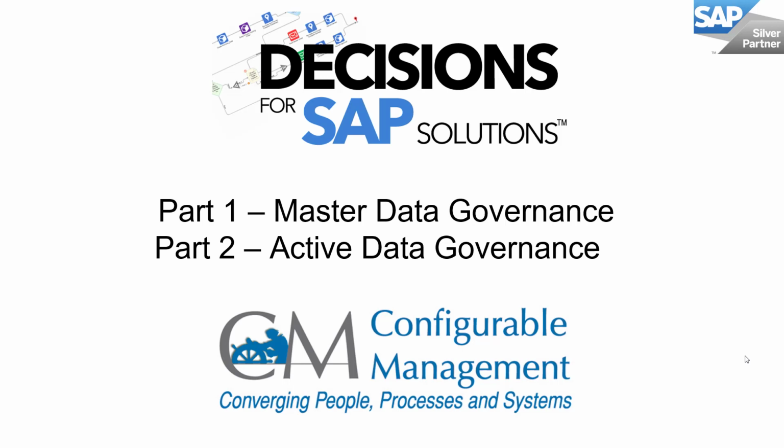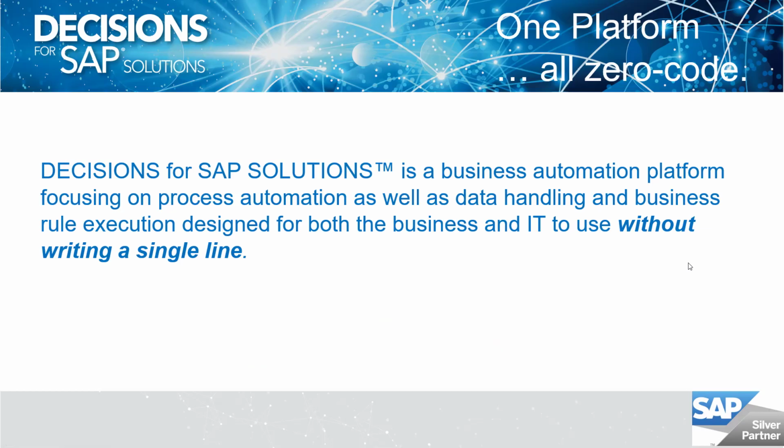Hello, this video is part one of a two-part Master Data Governance and Active Data Governance series. Decisions for SAP Solution integrates with SAP versions R3 to S4 HANA. Out of the box, we utilize SAP's version 3.0 .NET Connector to interface with SAP, and as such, all SAP authorization protocols are adhered to.